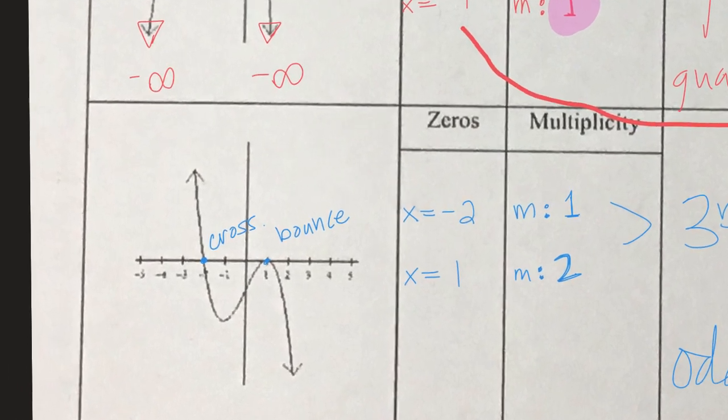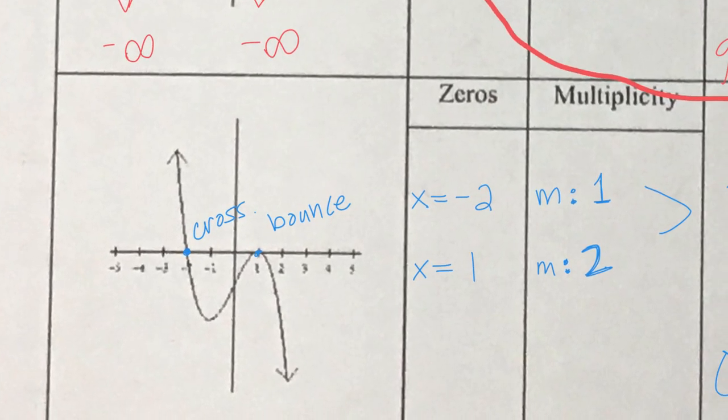Now let's look at the ends. So as x goes to negative infinity, the y's are rising. And as x goes to positive infinity, the y's are falling. So what is the sign of this odd function? This is a negative odd function, right? This is exactly what a negative odd function looks like. The x and the y's are opposite.